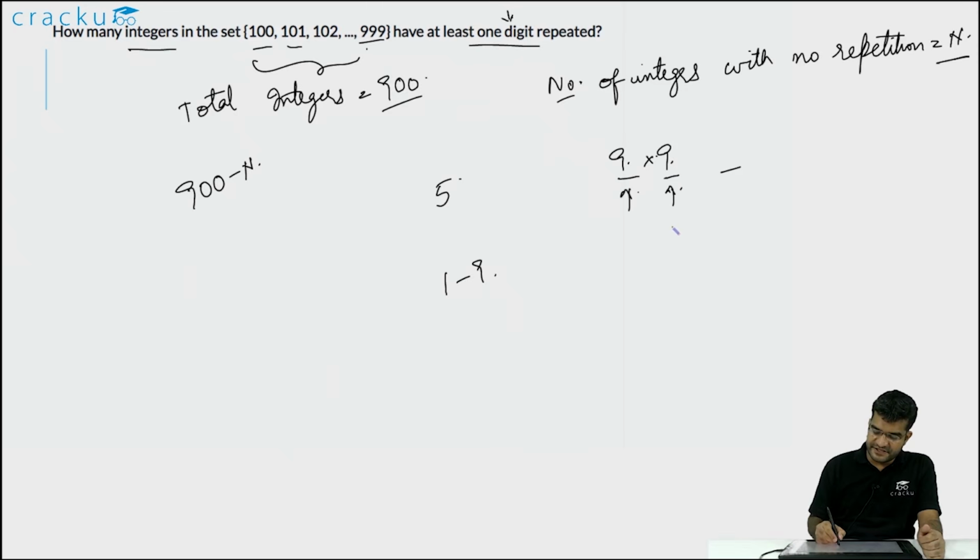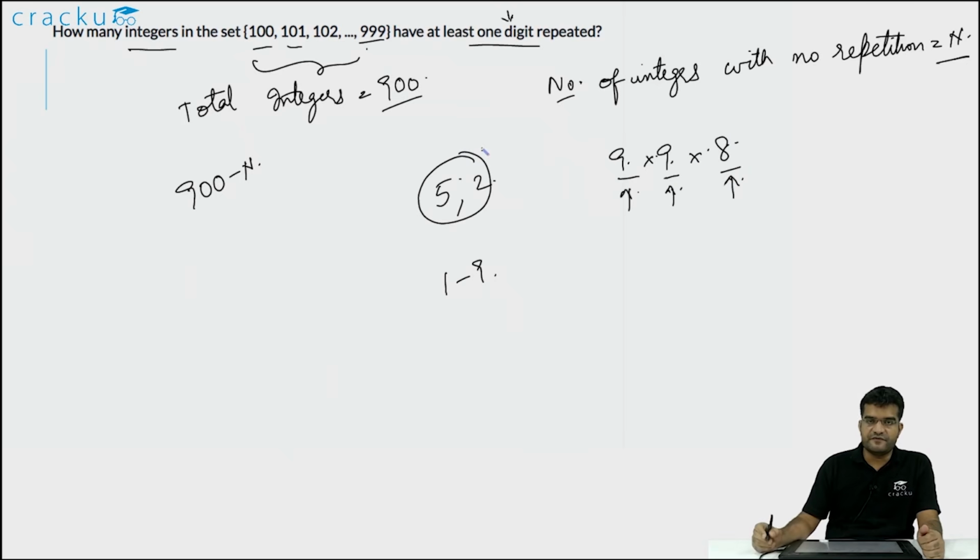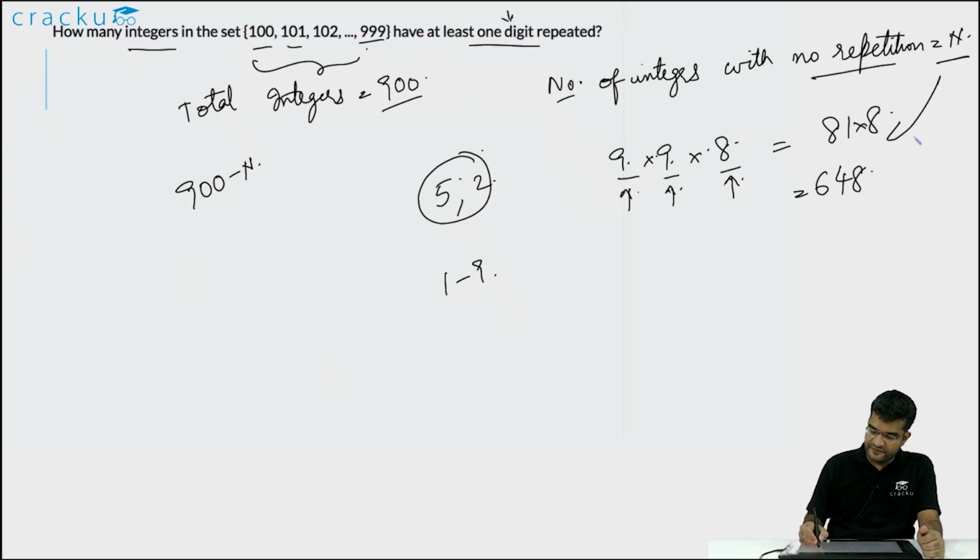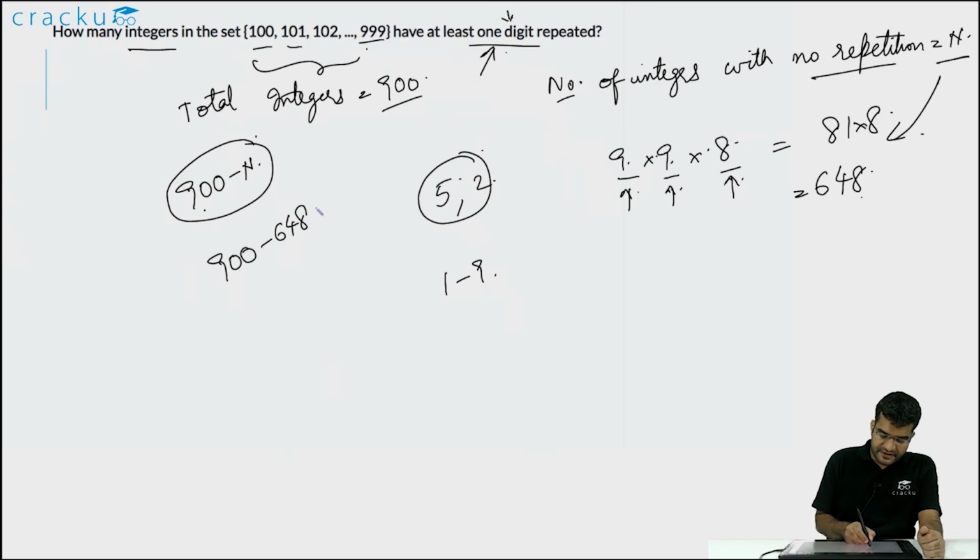Let us assume that the second digit you have selected is equal to 2, just for the sake of this explanation. Now the number of ways in which you can select the third digit will be equal to 8. It can be any number which is not equal to 5 or 2. So the total number of 3-digit integers that can be formed with no repetition is equal to 9 into 9 into 8, which is equal to 81 into 8, which is equal to 648. This is the value of n. So how many integers are there which have at least one digit that is repeated? It will equal 900 minus 648. This will equal 252. That is the answer.